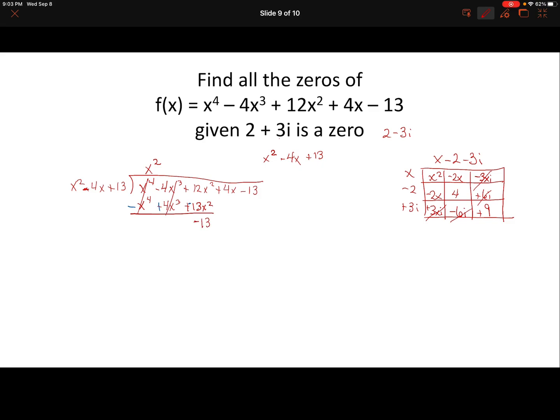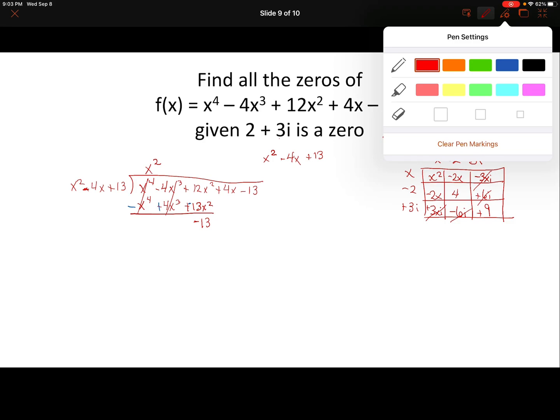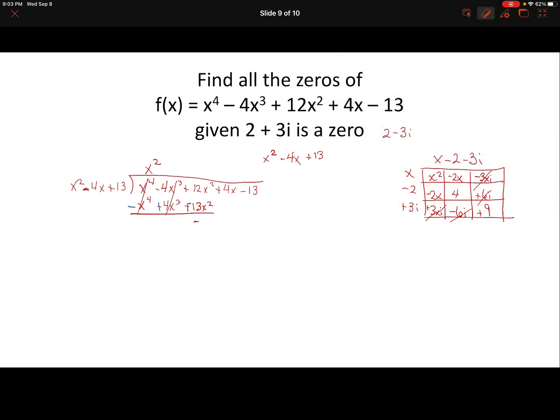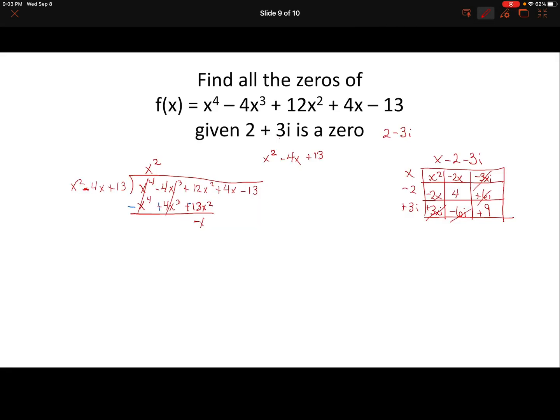We'll have a negative negative 1x cubed. Negative 1x squared. Bring down our 4x and our minus 13. And when we take x squared times a negative 1, we'll get a negative x squared. Negative 4x times a negative 1 is a positive 4x, and a positive 13 times a negative 1 is a negative 13, we change all of our signs, we will get a 0.